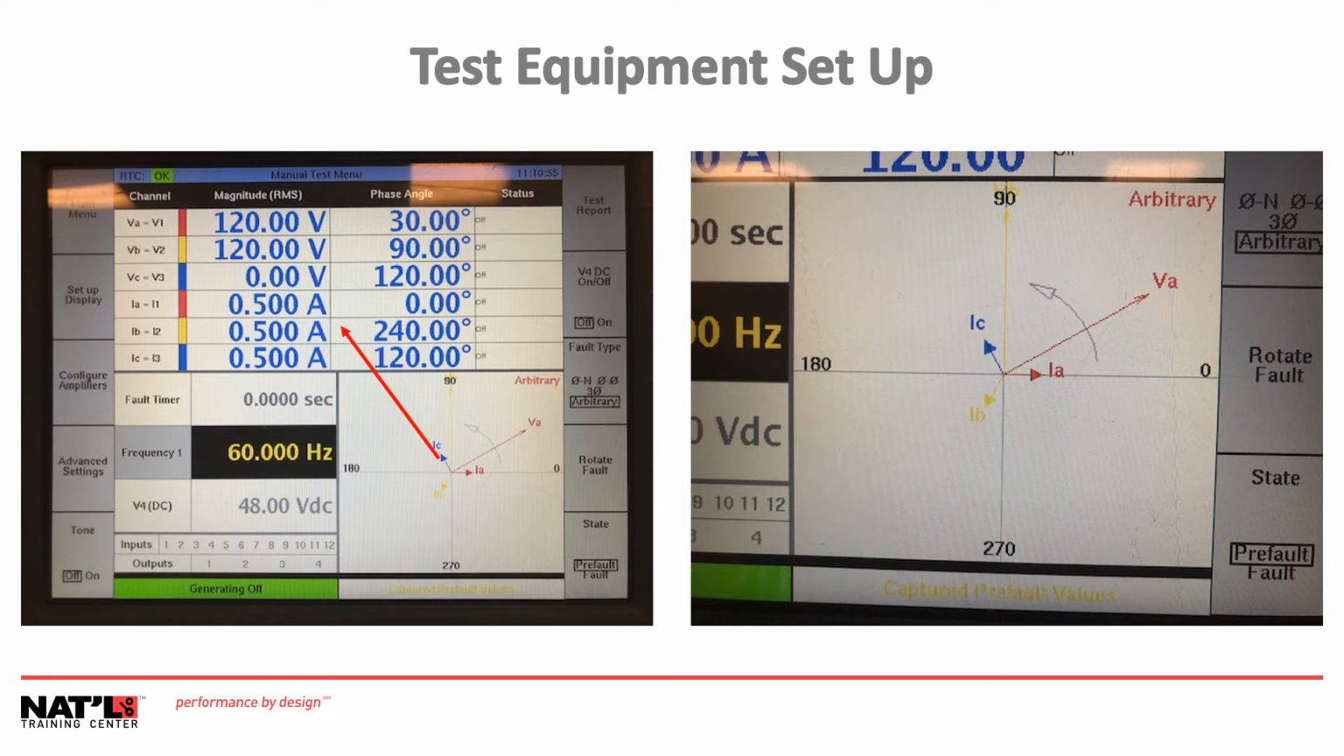Next, we set up our open delta. We will do this by having the channel 2 voltage, which in our case here is VB, lead the channel 1 voltage, VA, by 60 degrees. Here we are using VA and VB channels.